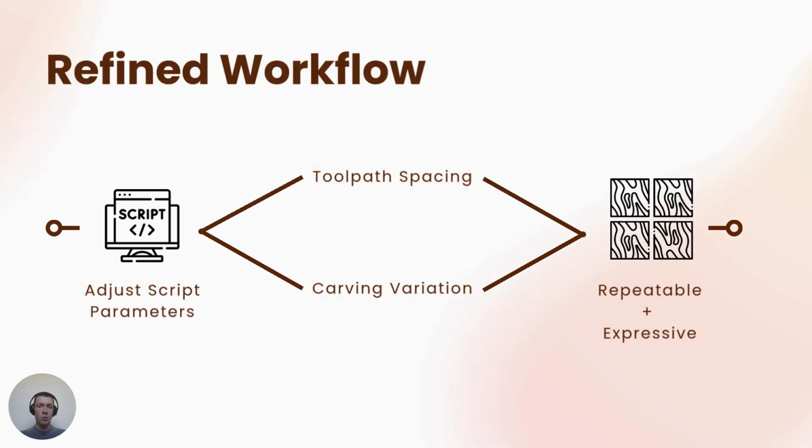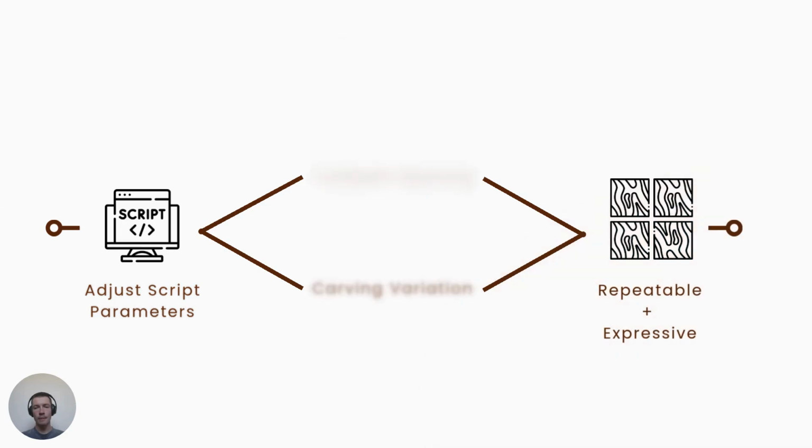Based on these findings, the workflow has been refined to improve both consistency and surface quality. Adjustments include refining the script parameters, optimizing toolpath spacing, and controlling the carving variation. The aim is to maintain repeatability while still introducing subtle expressive qualities into the surface design. This refined workflow provides a more stable foundation for further development.